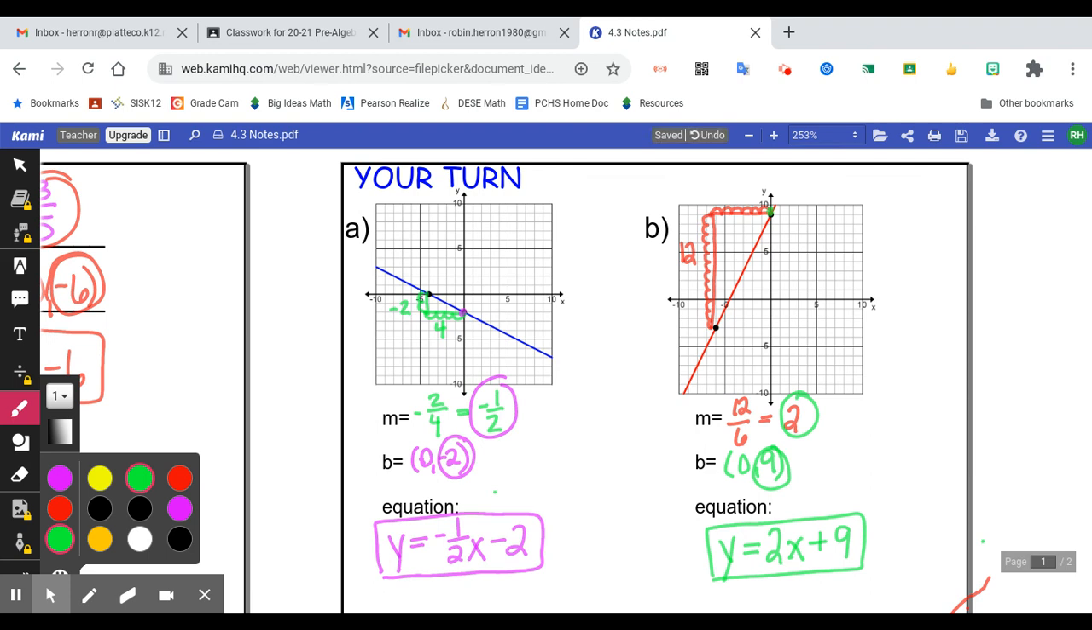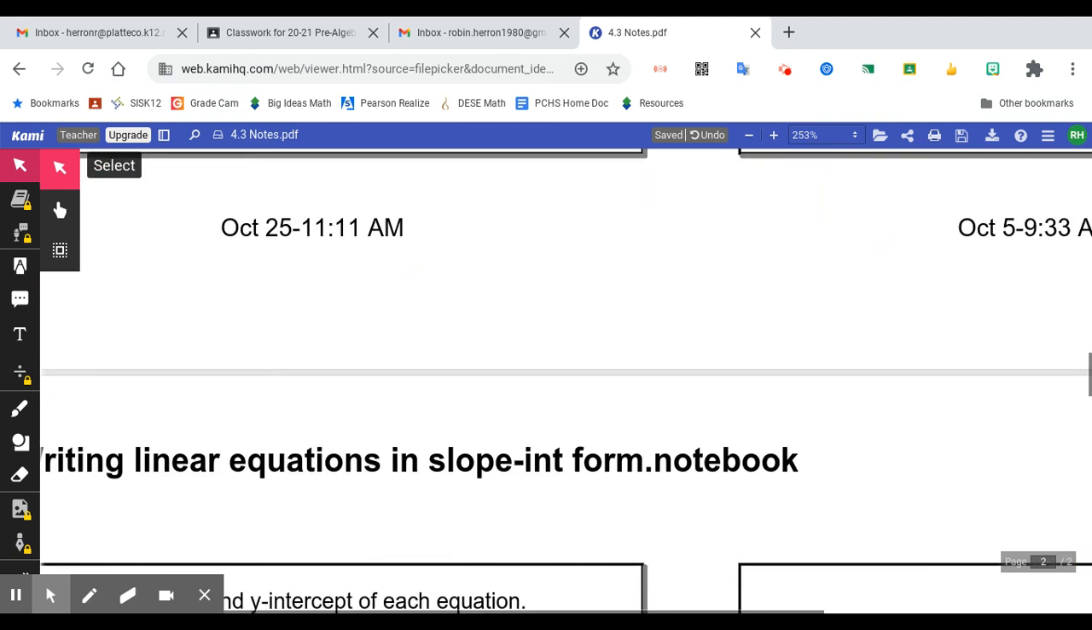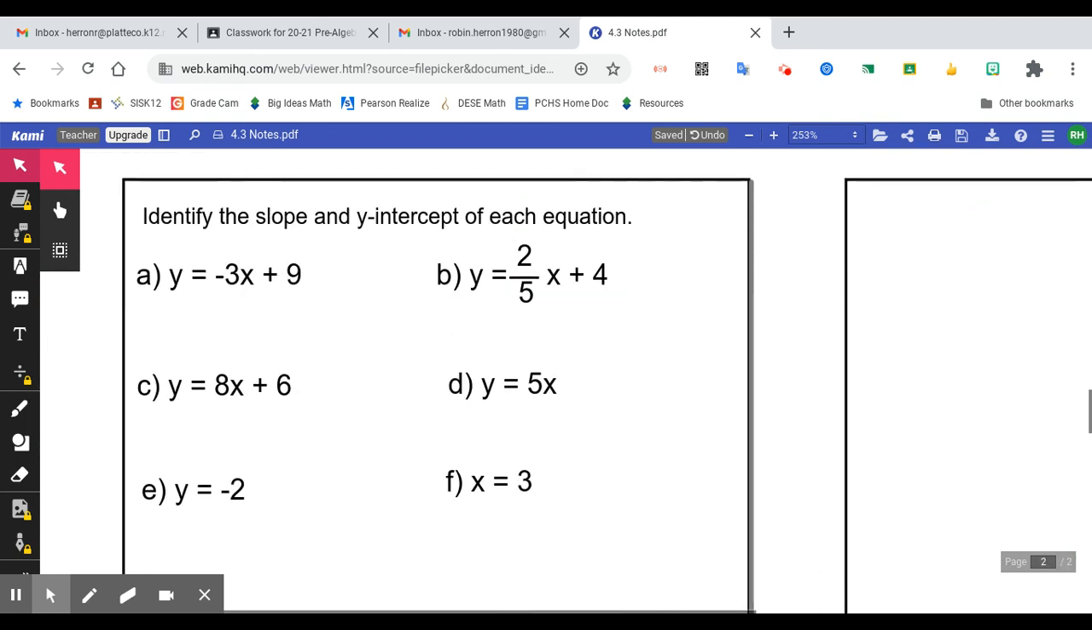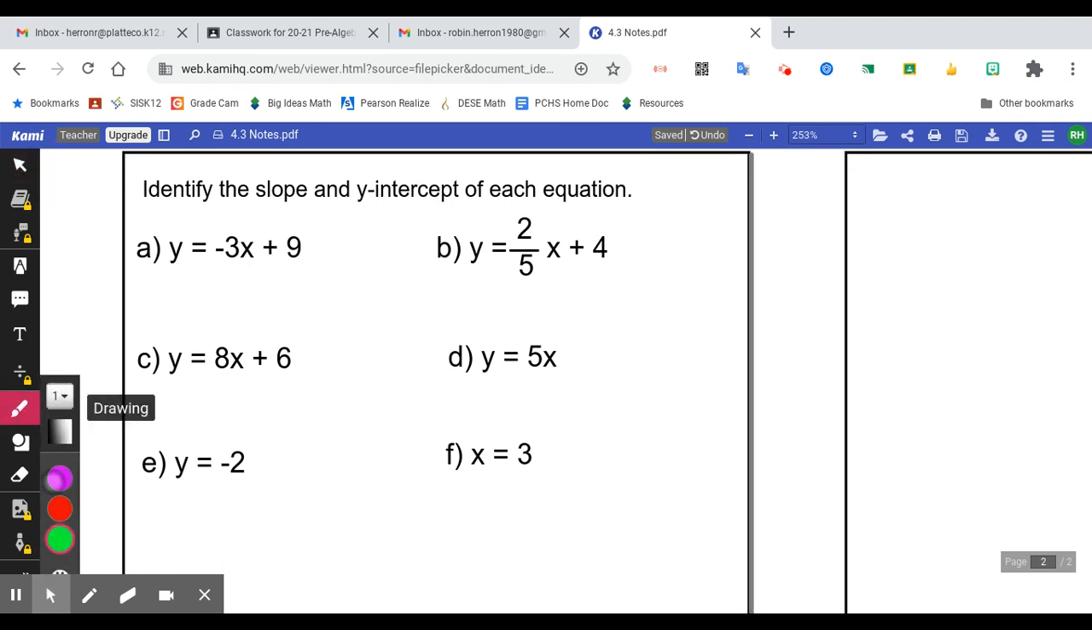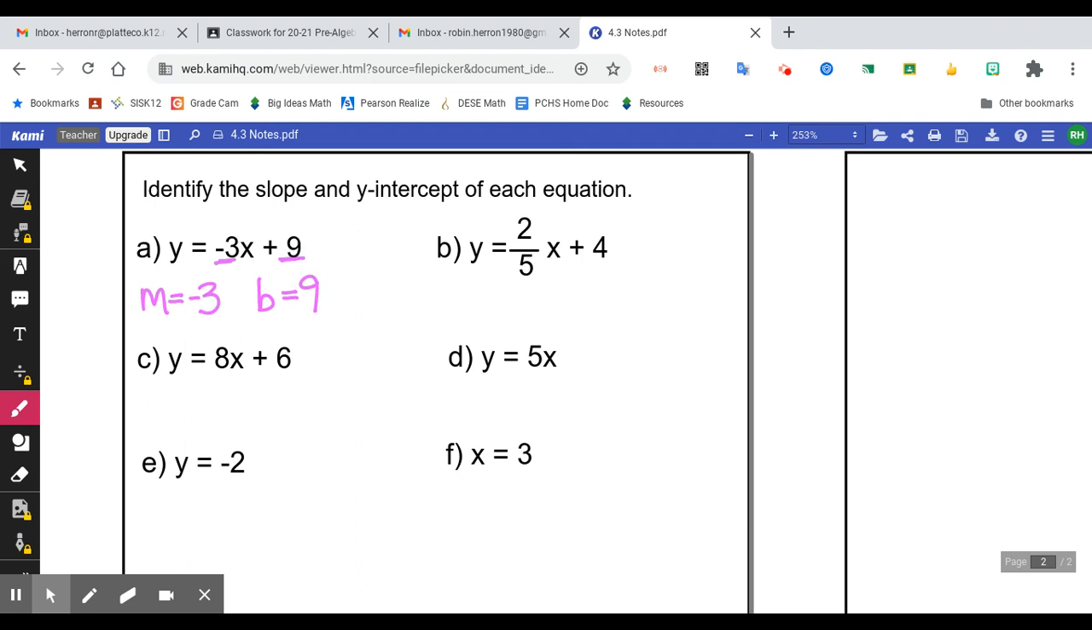All right, so that's it for the graphs. Now we're going to kind of reverse it on the back side, and we are going to actually pull out the slope and the intercept from the equation. Okay? So for here, we've got what is m and what is b. mx plus b. So my slope is -3 and my b is 9. My y-intercept is 9.